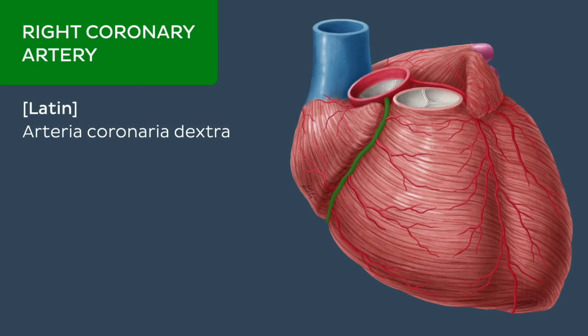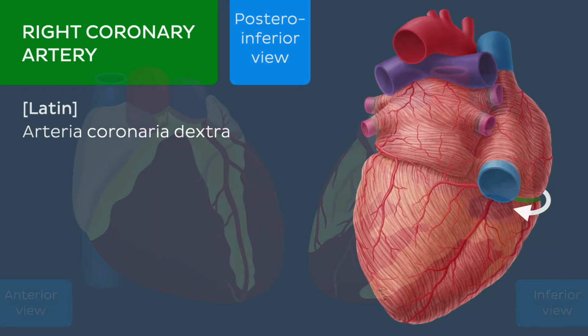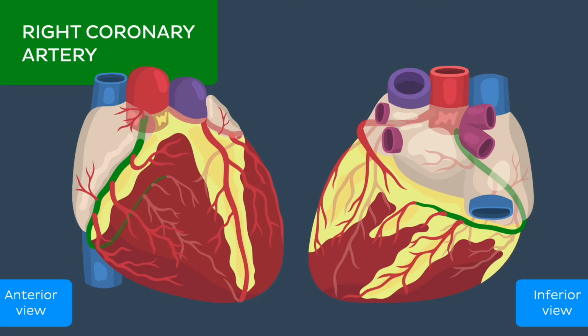Next, we're going to look at the right coronary artery. This artery arises from the right coronary aortic sinus and travels through the coronary sulcus, continuing around to the inferior surface of the heart. During its course, it gives off several branches, including the sinoatrial nodal artery, conal branch, arterial branches, ventricular branches, right marginal artery, and inferior interventricular artery.